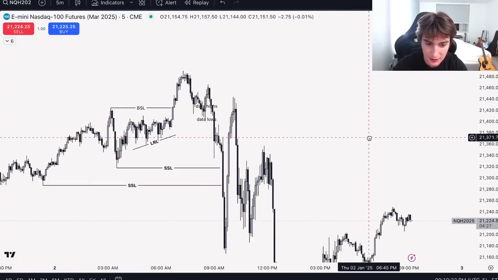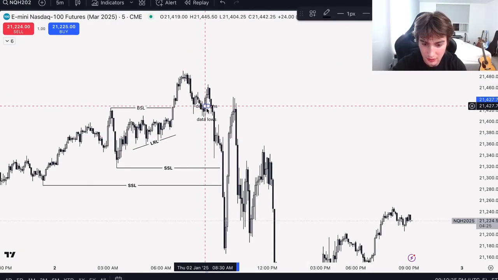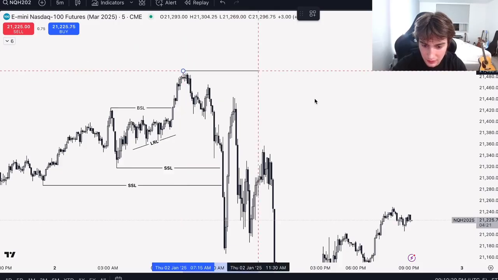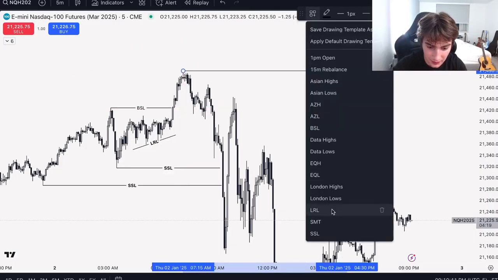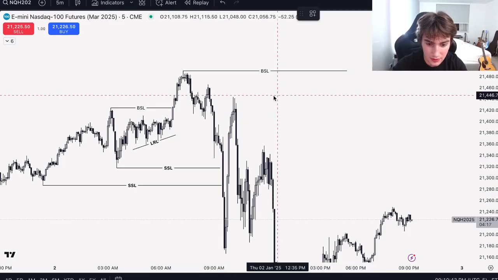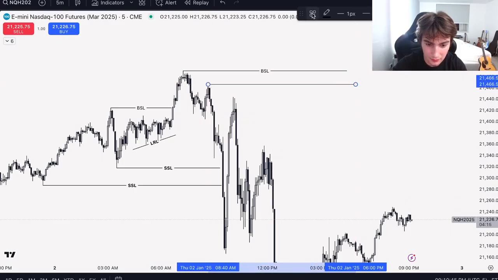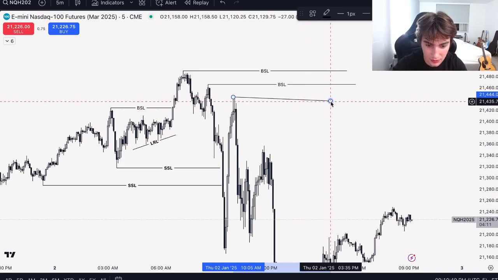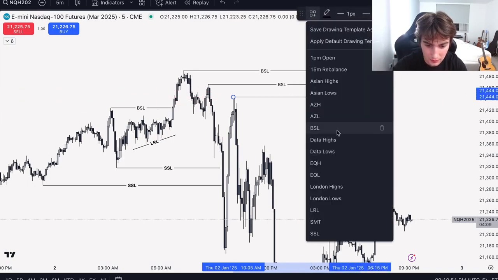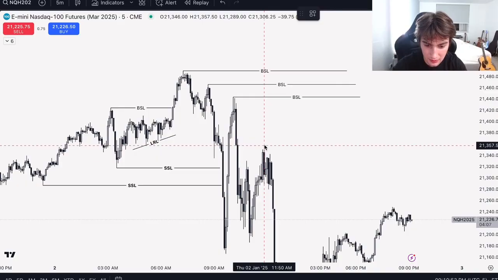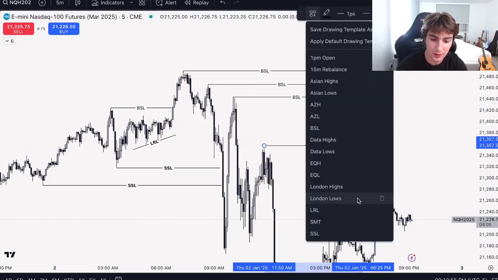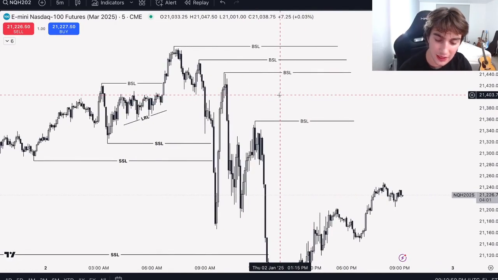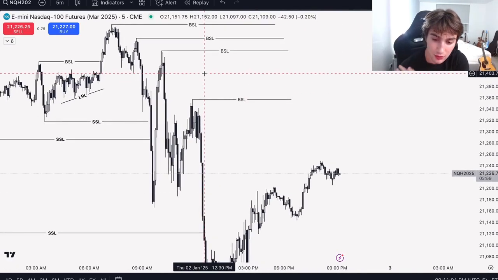So if you're marking out highs, let's see. These look pretty obvious to me. We got some buy side up here, some buy side up here, some buy side up here, and we got some buy side up here. So it shouldn't be very hard to identify. Mark out your significant highs and lows. Those are going to be your buy side and sell side levels.